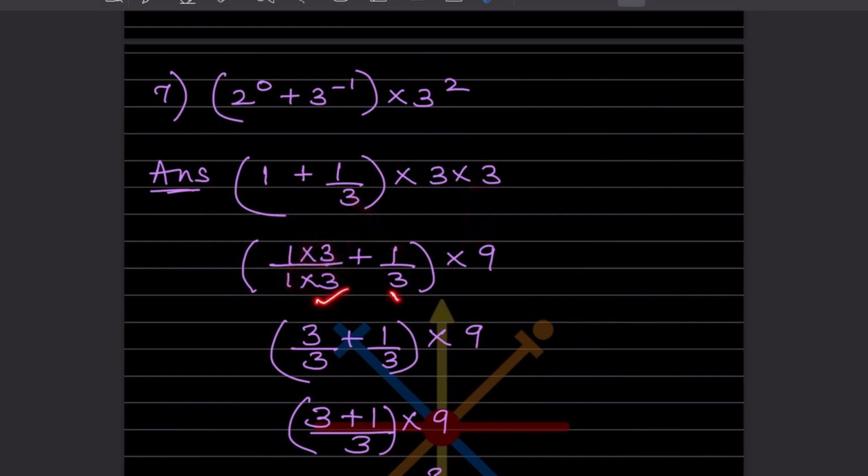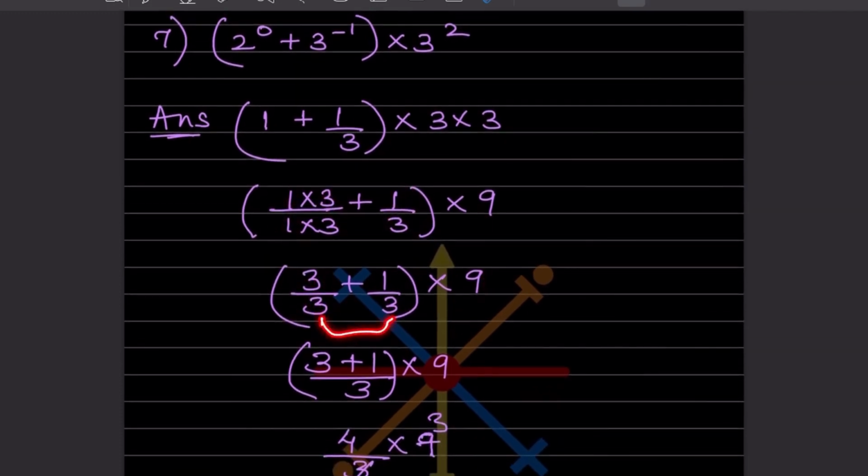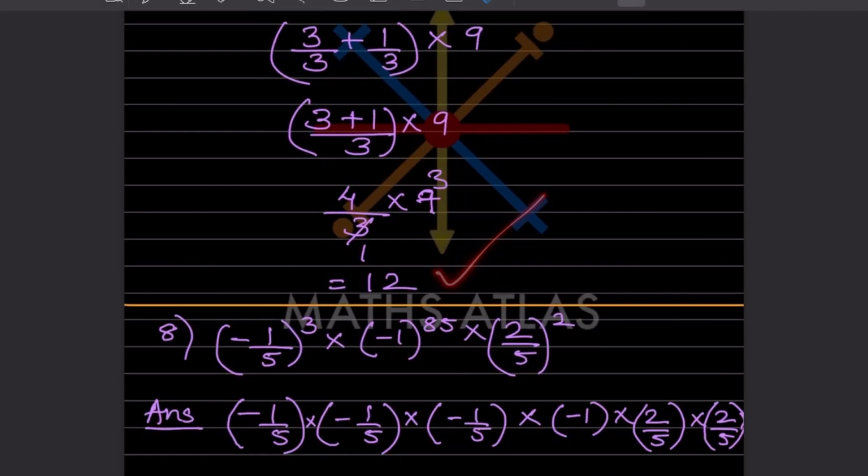Now you got both the places 3, so that will be 3 by 3 and 1 by 3. So that is here, multiply by 9. So now both places same. So this is going to be added, multiply by 9. So this will be 4 by 3 and this is 9. So 3 ones are 3, 3 threes are 9. So what do you get the answer? This you get it as 12.